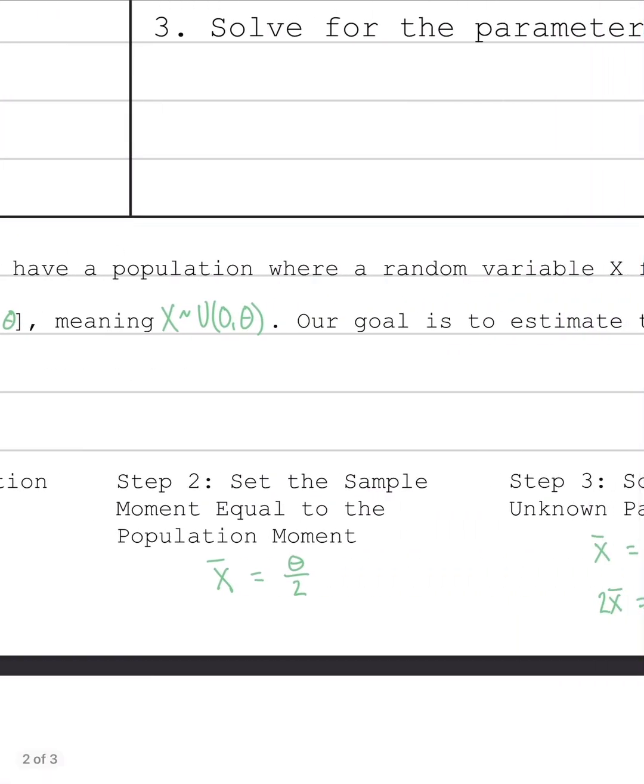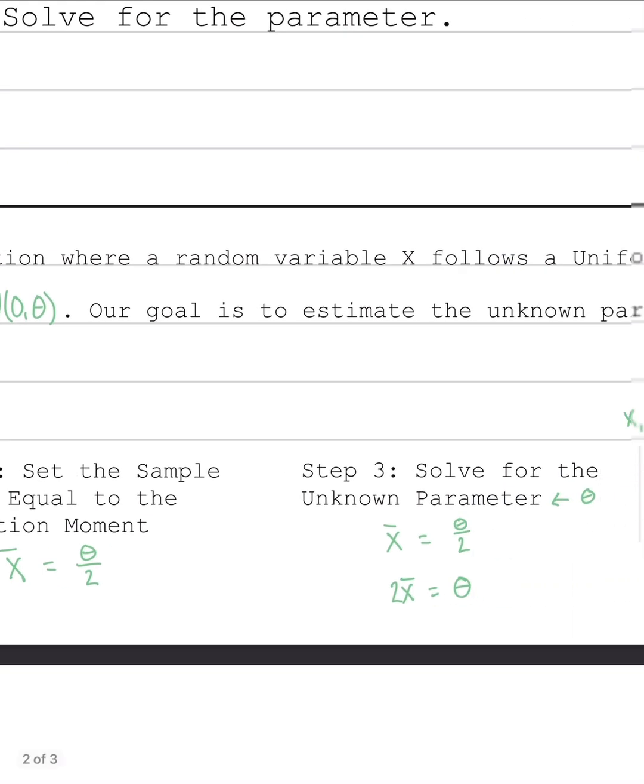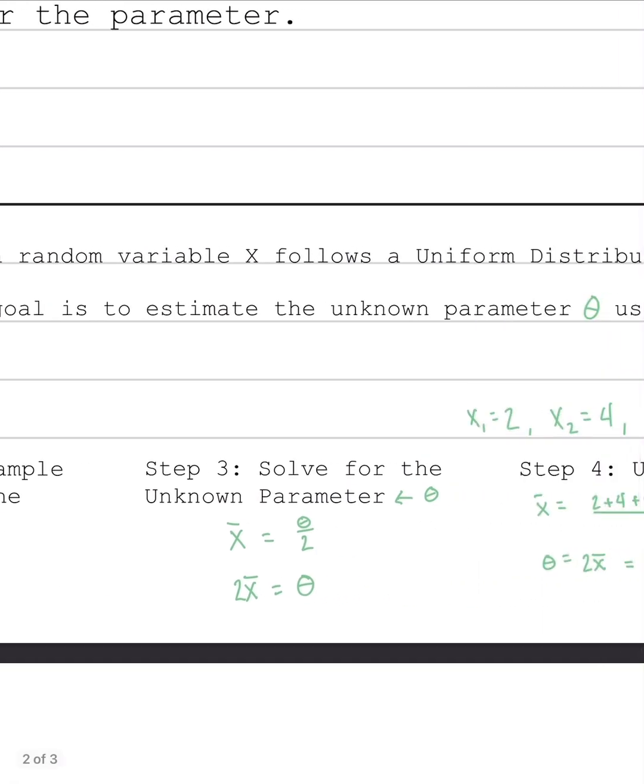And then you set the sample moment equal to the population moment. So we have our sample mean, setting it equal to theta over 2, and then the math is fairly easy from here. Now we just want to know what theta is. So if our sample mean is equal to theta over 2, well, the opposite of dividing by 2 is multiplying. So if we were to multiply both sides by 2, we would get theta all by itself. And that's just equal to 2 times our sample mean.